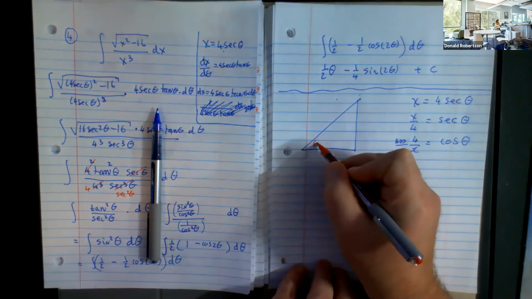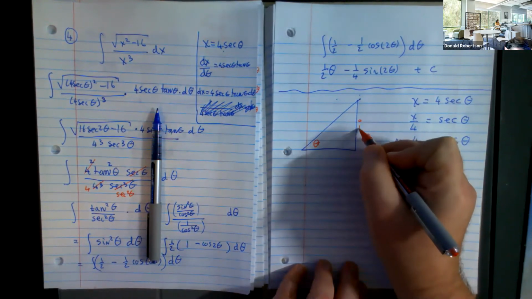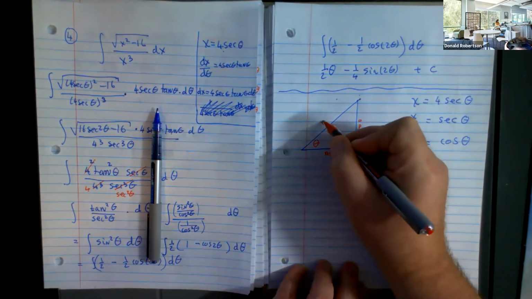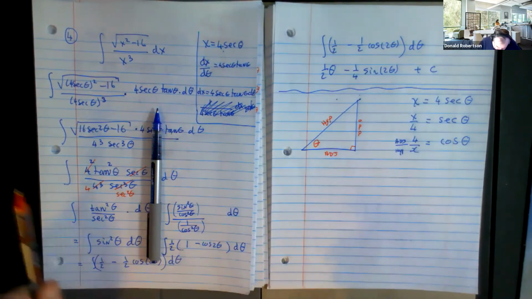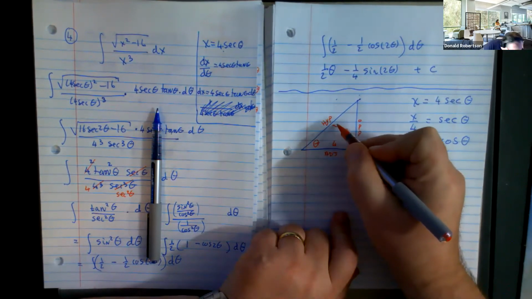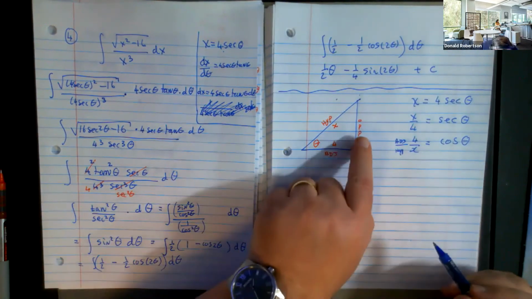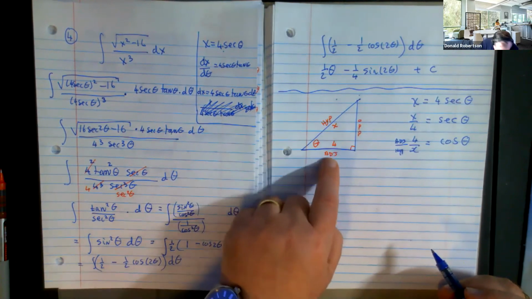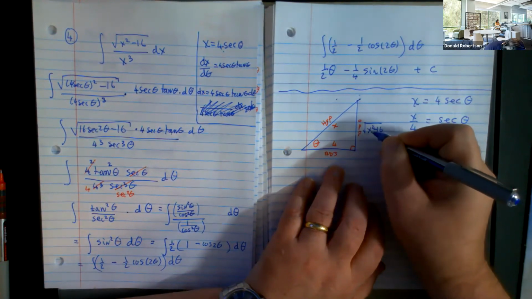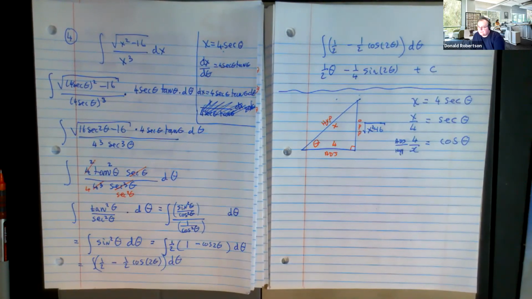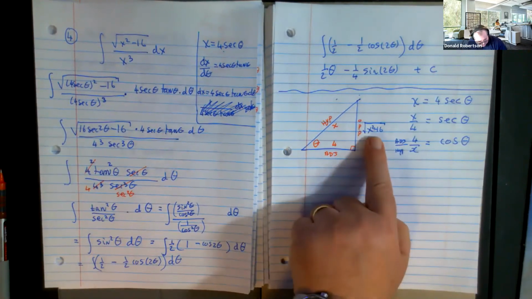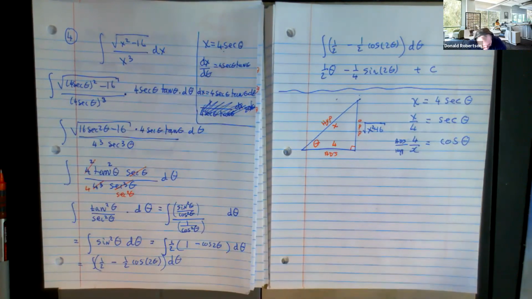So here's my angle, theta. I'm going to call this opposite. I'm going to call this adjacent. I'm going to call this hypotenuse. And what do we know? Adjacent is 4, hypotenuse is x. So shouldn't the opposite be this guy squared, take away that guy squared, inside a square root? And is that good news? See it? Matches. Right.